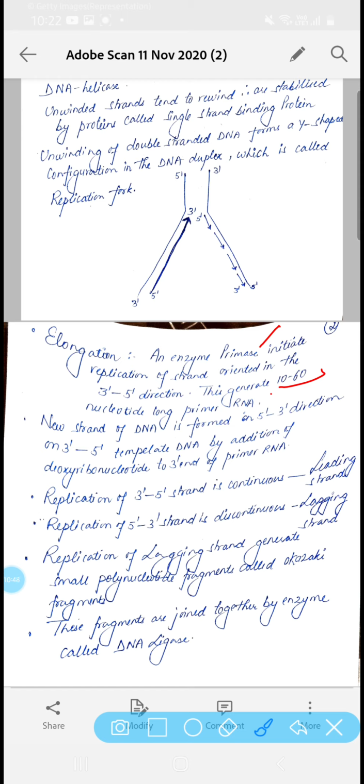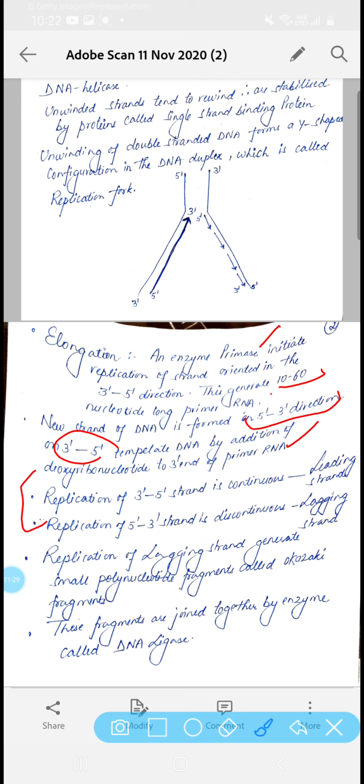New strand of DNA is always formed in 5' to 3' direction, and we will take the template as 3' to 5'. Template वो strand होता है जिसके अकॉर्डिंग नया strand बनना होता है. ओके, सो जो नया स्ट्रैंड बनेगा टेम्पलेट स्ट्रैंड से, दैट इज बाय द एडिशन ऑफ डीऑक्सीराइबोन्यूक्लियोटाइड टू द 3' एंड ऑफ द प्राइमर आरएनए. प्राइमर आरएनए के 3' एंड पे क्या होगा? न्यू डीऑक्सीराइबोन्यूक्लियोटाइड्स एंटर करेंगे, ऐड होंगे.